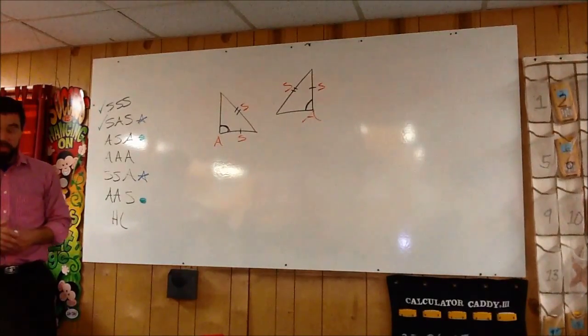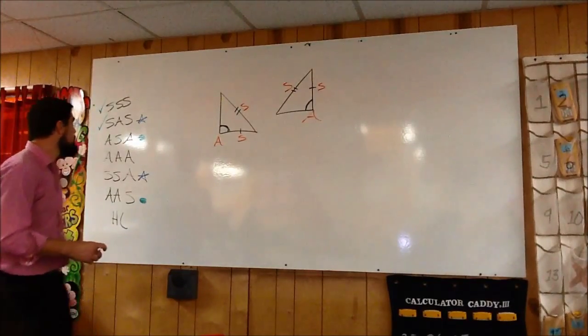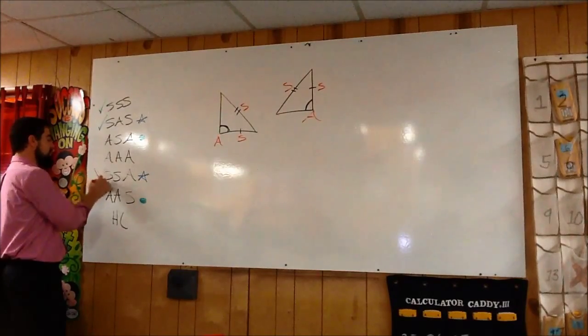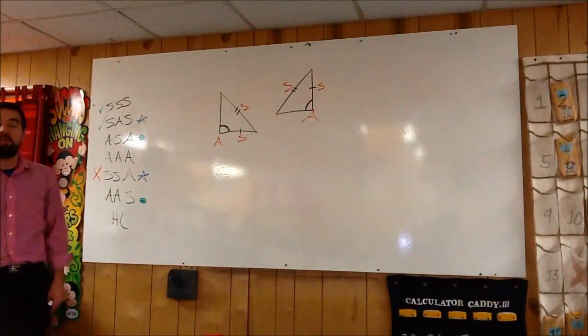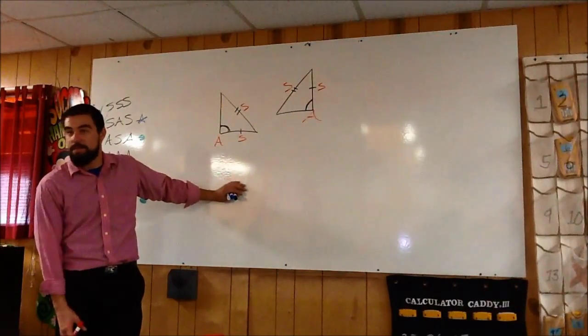Does this work in proving triangles are congruent? Is this sufficient information? And the answer is no. Side-side-angle does not work. It does not produce congruent triangles.